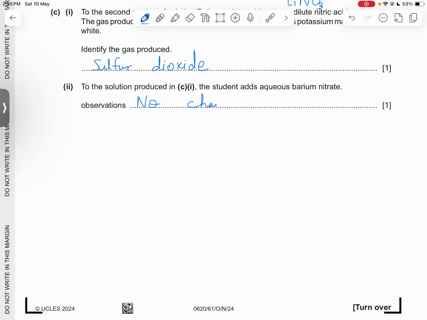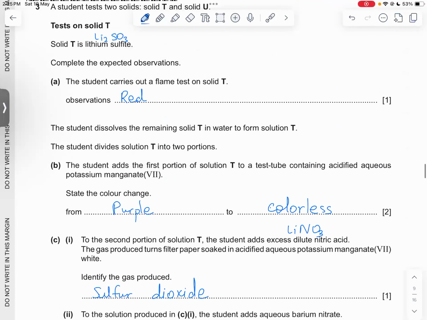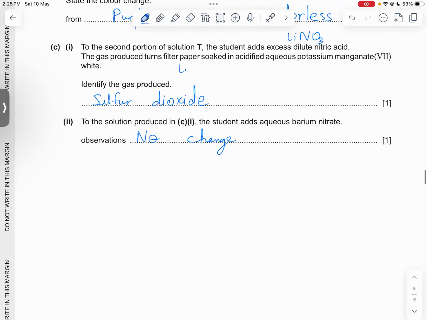Wait, can you please explain? Look, it's said to the portion of T. You know T is what? Lithium sulfite, right? So lithium sulfite, Li2SO3, reacted with nitric acid, HNO3, and it produced sulfur dioxide for a start, right? So it should also have produced lithium nitrate, right? And it should also have produced water, because you are going to balance the equation and the equation is going to fit perfectly like this, right?